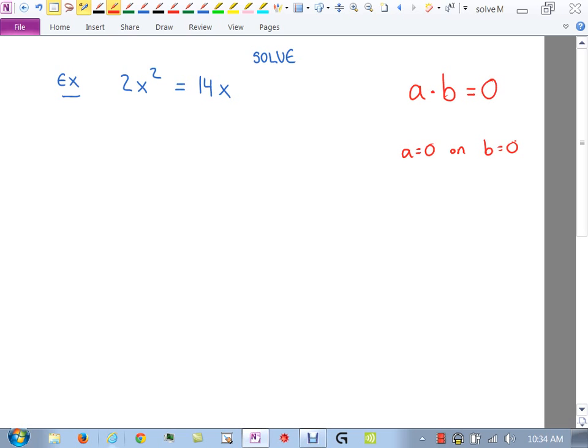The only way to get nothing on the right side is to take away that 14x. So I'm going to subtract 14x on both sides. Now I have to do it on both sides, right? On the right side, I get 0, which is good. On the left side, can you do 2x squared minus 14x? Can you combine those together in any way?